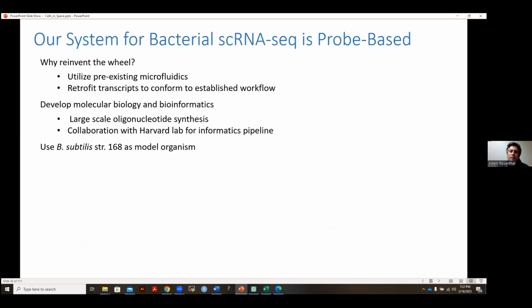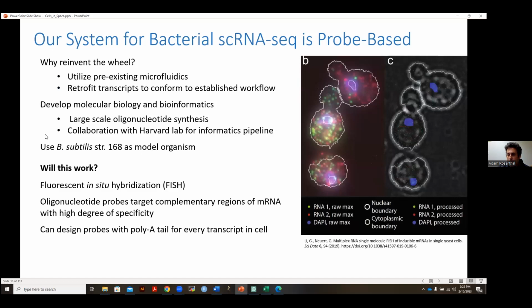And so what my lab basically decided to do is we're going to use the same pre-existing microfluidics that I just showed you, but we're going to retrofit the bacterial transcripts. We're going to change them so that they actually have a poly-A. And we're going to do this by making very large-scale oligonucleotide probe synthesis. We're going to start by using Bacillus subtilis as a model organism, just because it's a really fun bacteria to work with. And the reason we thought this would work is because people do FISH, fluorescence in situ probes against the transcriptome, and you can actually count dots in bacteria. Here it's a yeast, but you can do it in bacteria too.